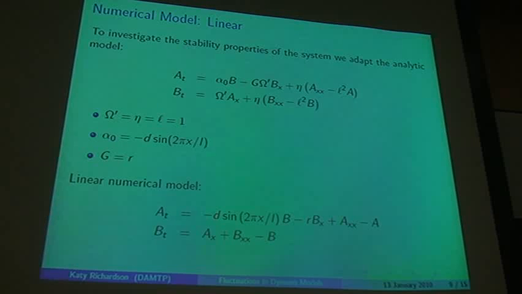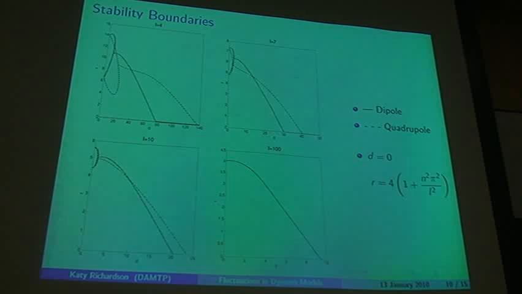I perform a linear stability analysis on this model, and plot some stability boundaries in D and R space with the critical values of D and R for growing solutions. So they're shown on this slide. This is for varying values of L, increasing through the graphs this way. I've split the system into dipole and quadrupole systems. So the dipole is represented by the solid line, quadrupole by the dashed line. We can calculate the value of R when D is 0 using this formula on the right over here.